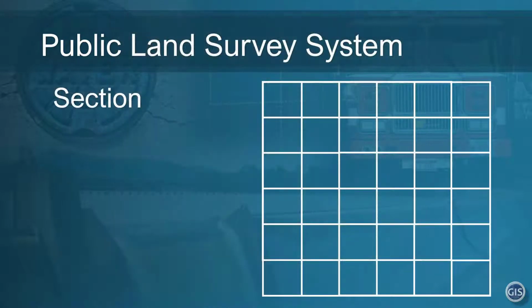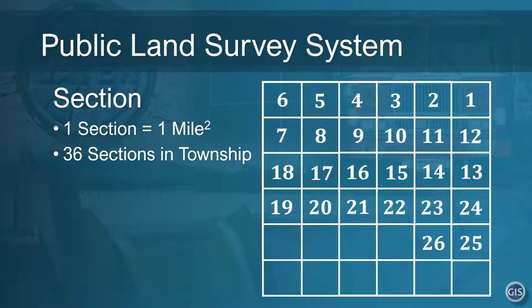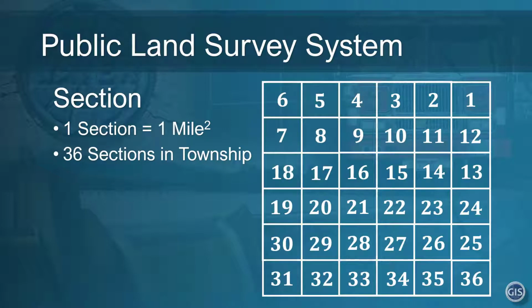A township is made up of sections, and every section is 1 mile by 1 mile. In each township, there are 36 sections. Within each township, the sections are numbered from 1 through 36, starting in the northeast and ending in the southeast.